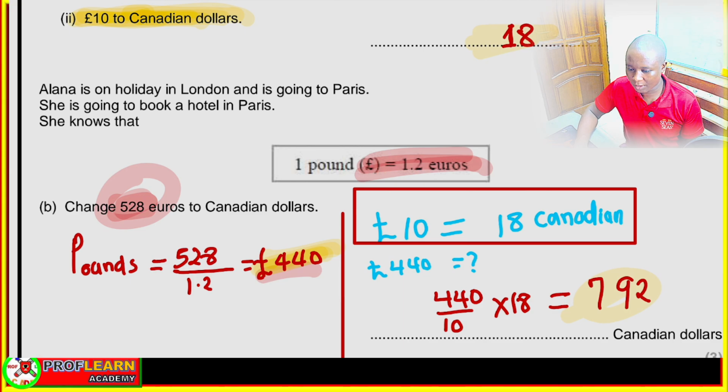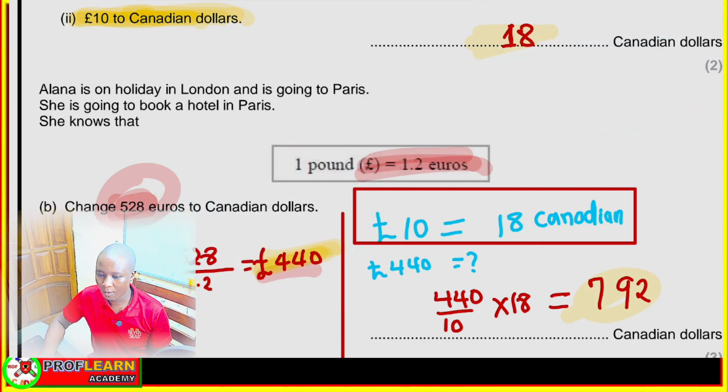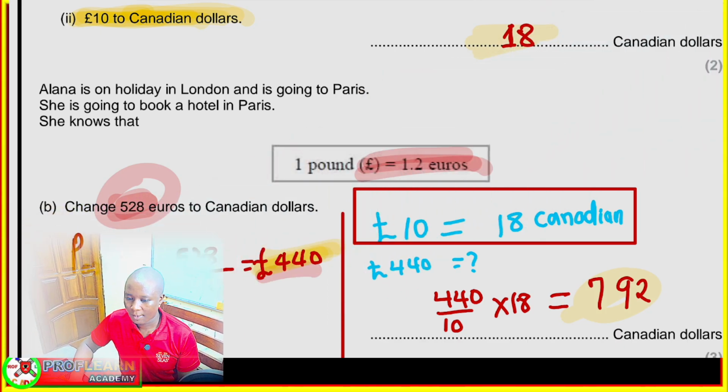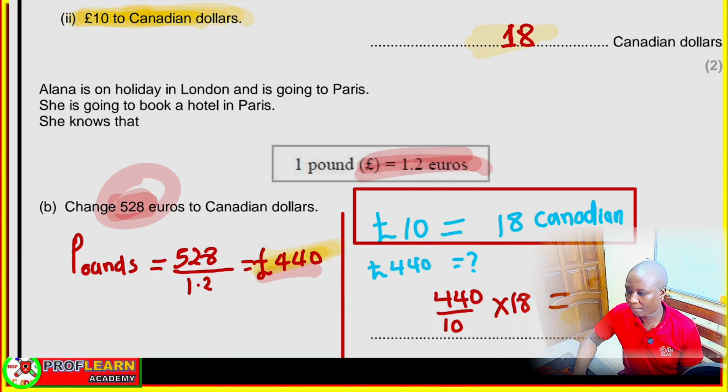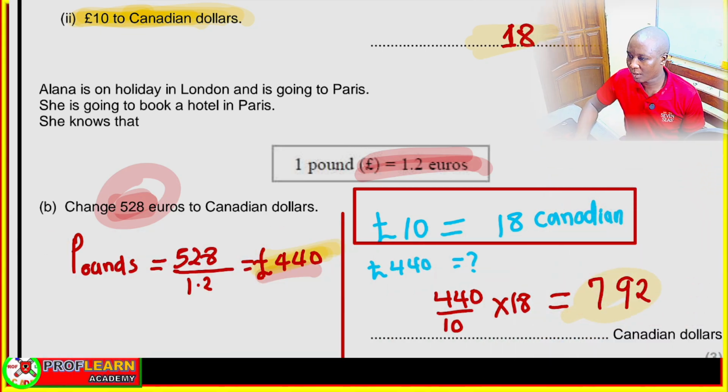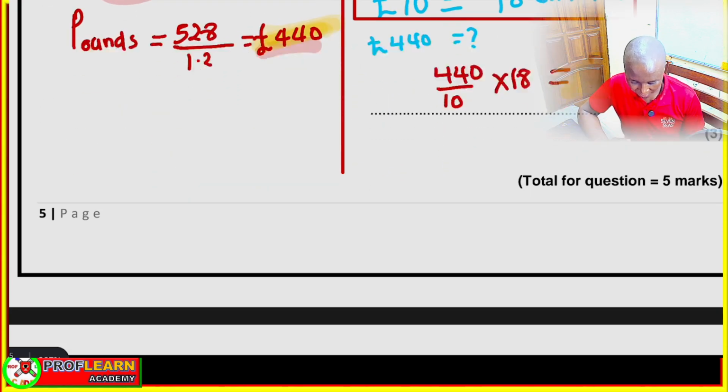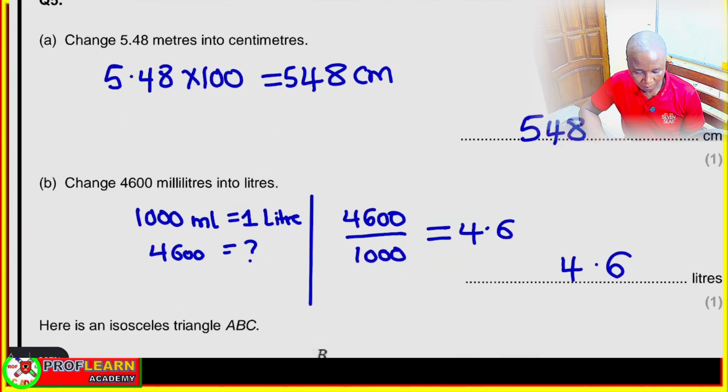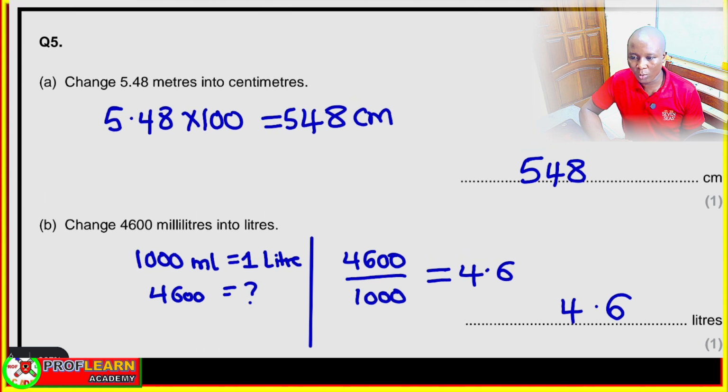792. So basically that's what you are supposed to do whenever you are working out such kind of a question. So basically, I believe at that point, you are in a position to be able to answer questions related to that. And let's look also, you may be given a question to do with conversion.